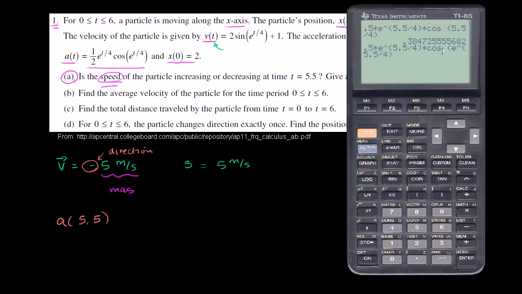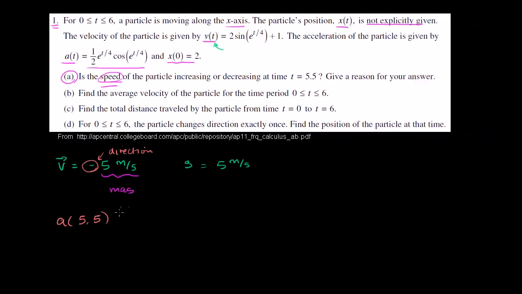So let's look at that. So that's one parenthesis I closed, and now that is the second parenthesis that I've closed. And I get roughly negative 1.36. So this is approximately equal to negative 1.36 if I round it. And we don't care so much about the actual value. What we really care about is its sign. So the acceleration at time 5.5 is negative, which tells us that the velocity is decreasing.